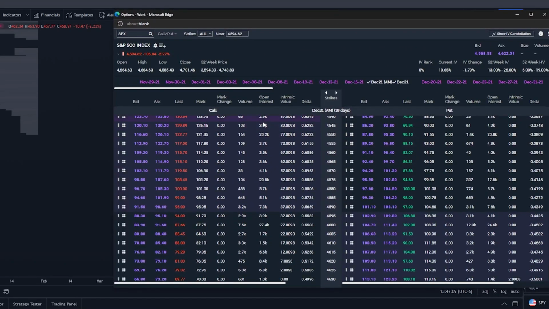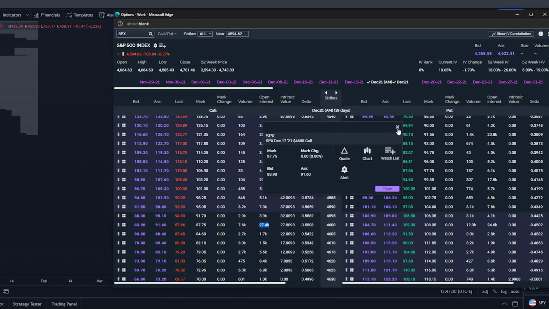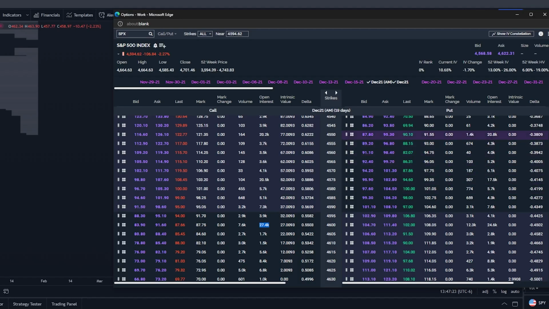As you can see, there's a category labeled open interest, which is right here. This is for the calls and this is for the puts. What I'm looking for here is very large levels of open interest. For example, right here, 27,000 on the 4,600, and up here you've got 20,000 on the 4,550 puts.